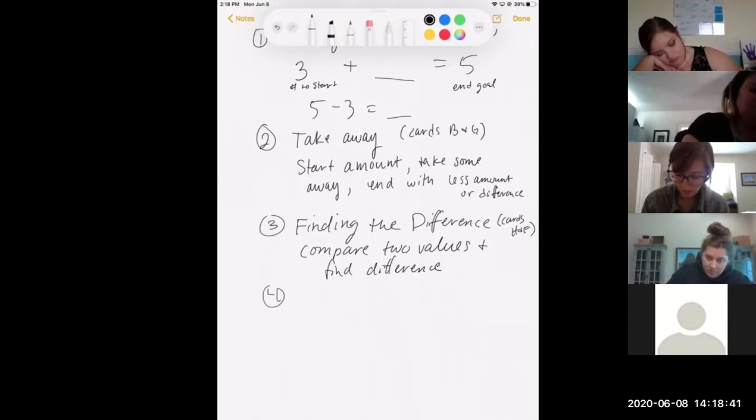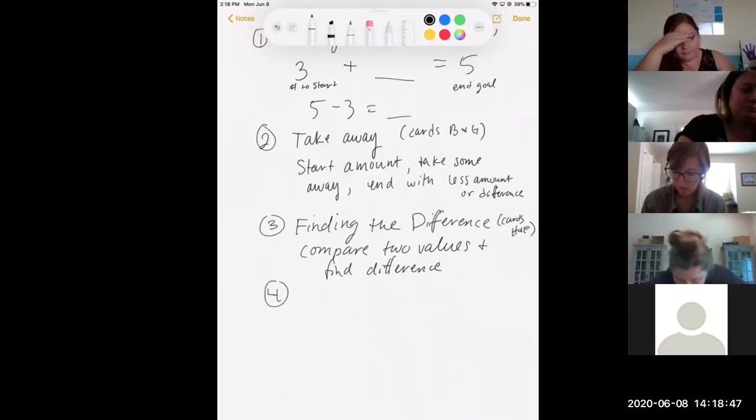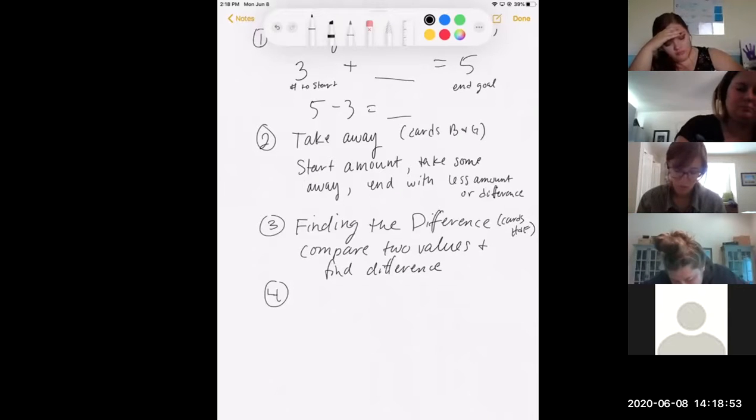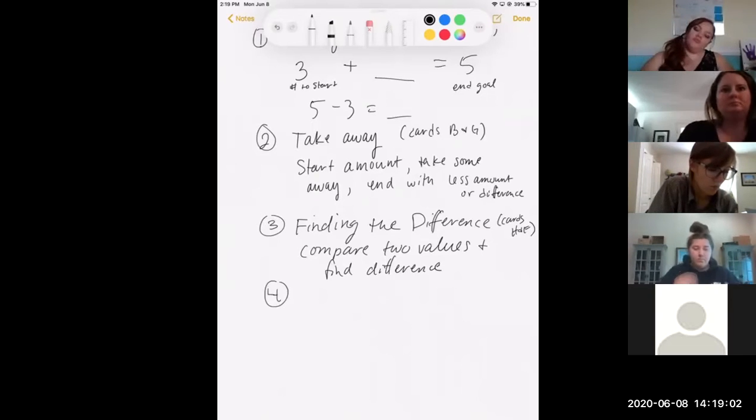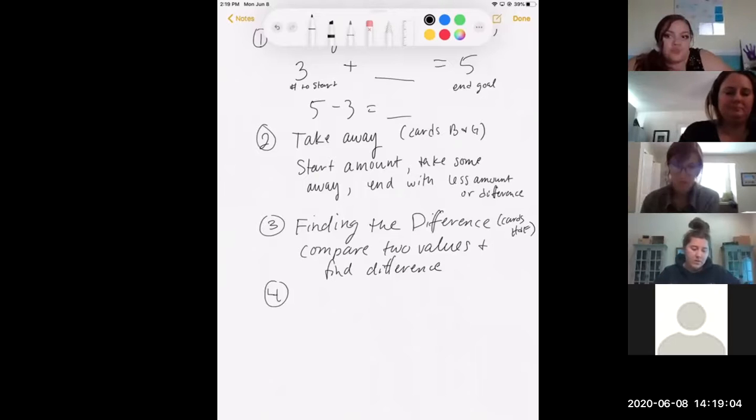Now the last one I didn't talk about too much, I didn't really talk about in the beginning. A lot of people weren't sure about how to do these ones. Cards C and E are special. They're takeaway problems, but they're special because they end with the answer of 0.